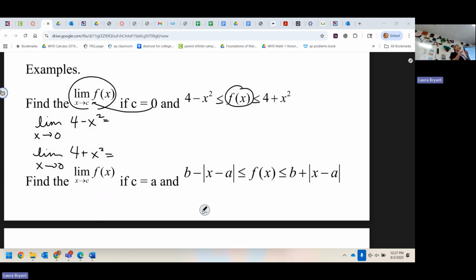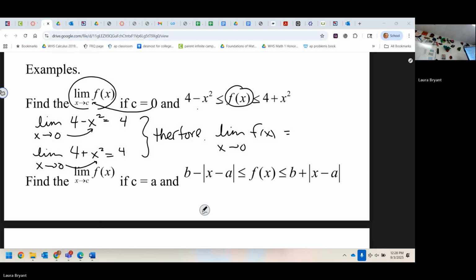Thankfully, these limit questions within the squeeze theorem are usually pretty easy. I'm not doing a conjugate or anything. I just get to directly substitute in my 0 and I get 4 for both of them. So if the limit of this one is 4 and the limit of this one is 4, then the one in the middle must also have a limit of 4. So I want to show that because of this information, so I'm going to put the word therefore. The limit as x goes to 0 of f of x also equals 4.